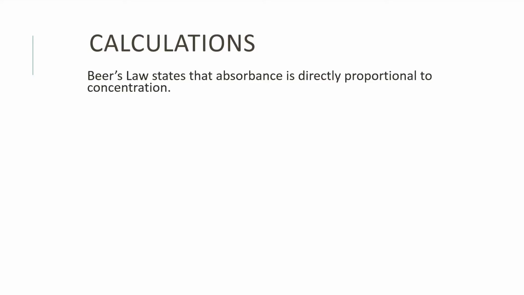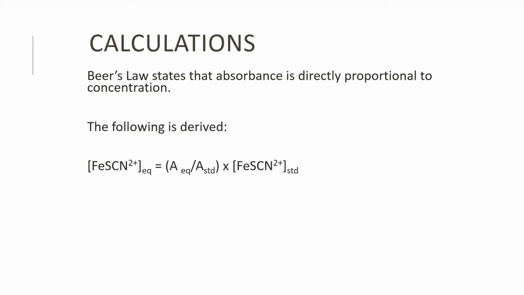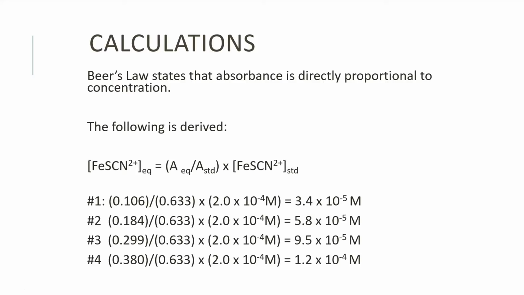Calculations. Beer's law states that absorbance is directly proportional to concentration. Because of this, the following equation can be derived. Then, you can use this calculation for the rest of the test tubes. Sample calculations of sample 1.